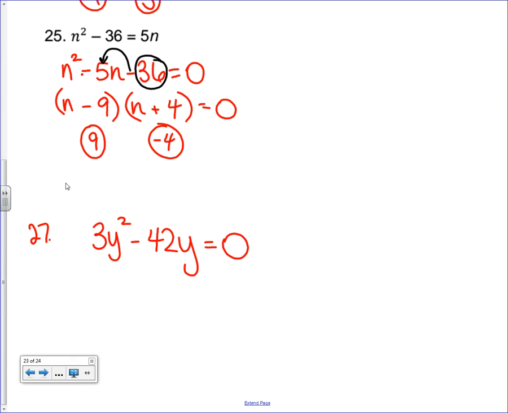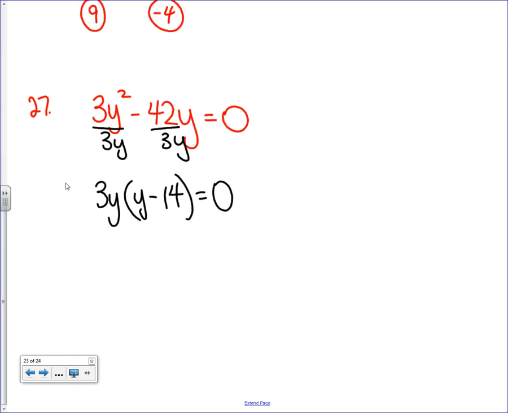What's the first thing you look for? Does it have one? It does have one. 3 and a y. Yep. So the 3y goes out front. That's my GCF. What's left over here? Oh, yeah, there's something. See that? That'd be a y. Minus, what is 42 divided by 3? 14. Now, folks, how many terms are in this parentheses? 2. Do you have a way to factor just 2 terms? You don't. You only know how to factor 3 and 4 terms. I don't have anything else I can do with this.